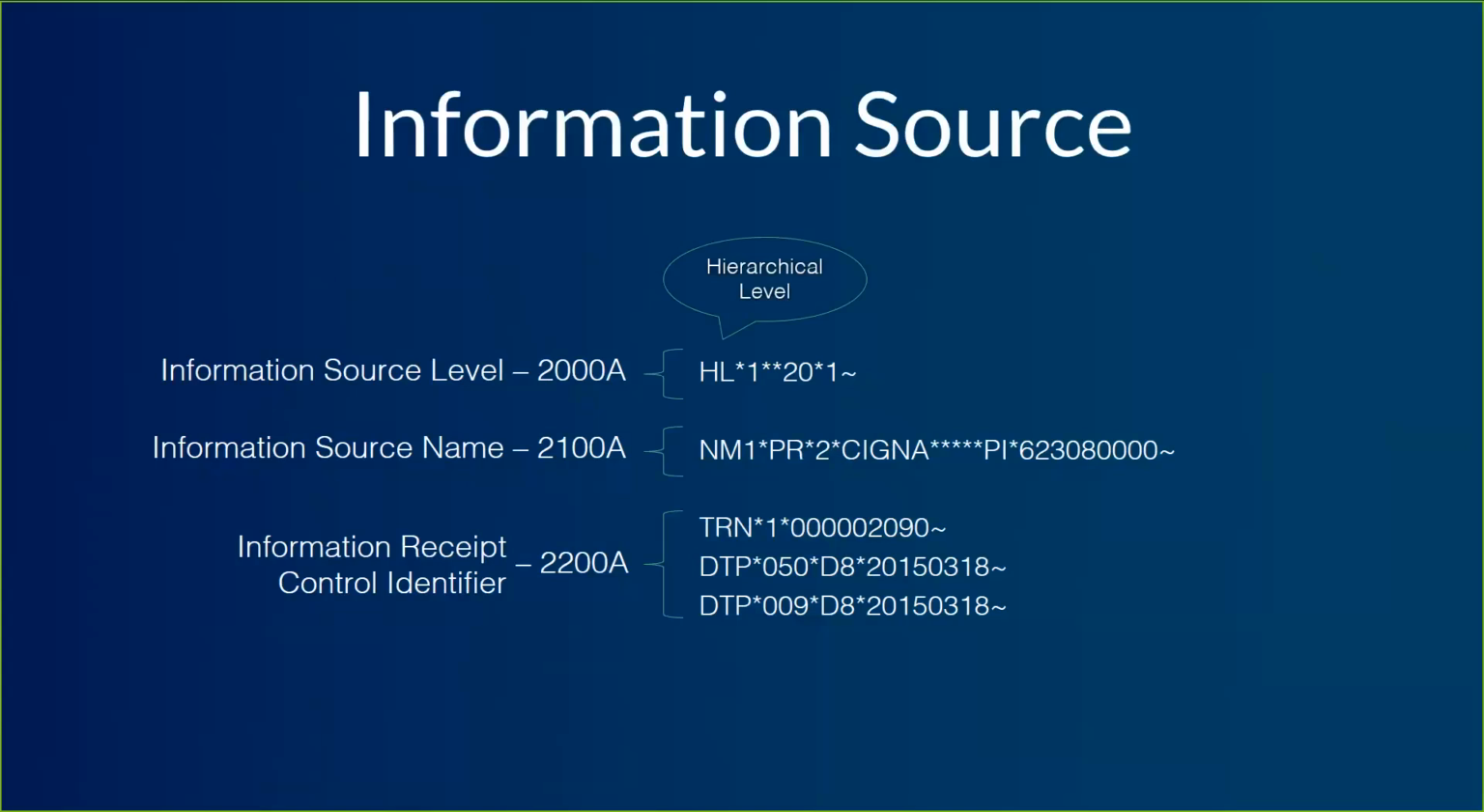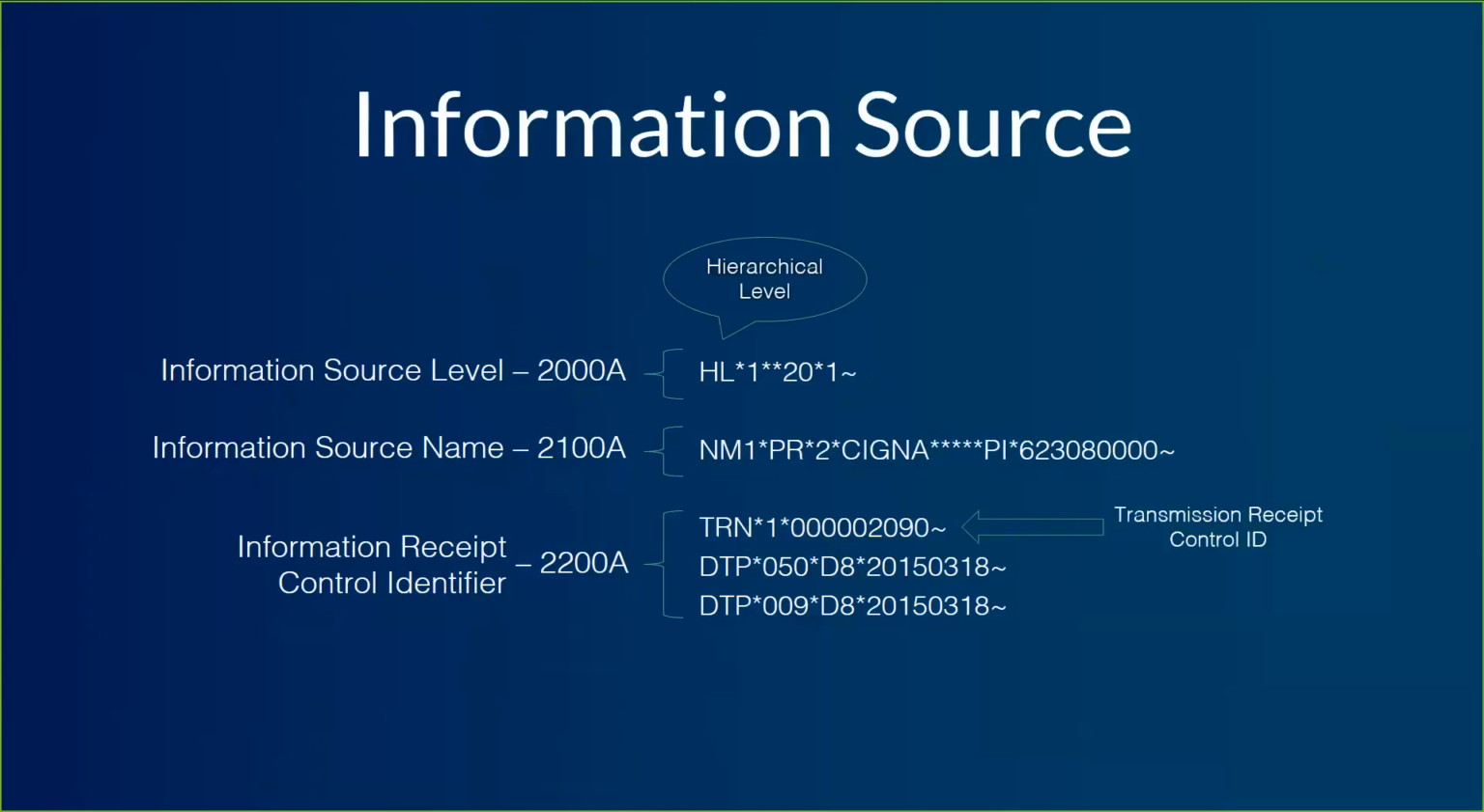After we have an HL segment defining the beginning of the level, we get an NM1 segment. This is going to identify the entity in this particular level. Since this is all about information source, the entity is the source. In our case, it's Cigna. After that, we get what I would consider to be the payload of this level. This is going to start with a TRN segment, which is a transmission receipt control ID. At this particular level, that's what the TRN does. It's a sort of receipt ID. It just says, we got it. So you get at least that much.